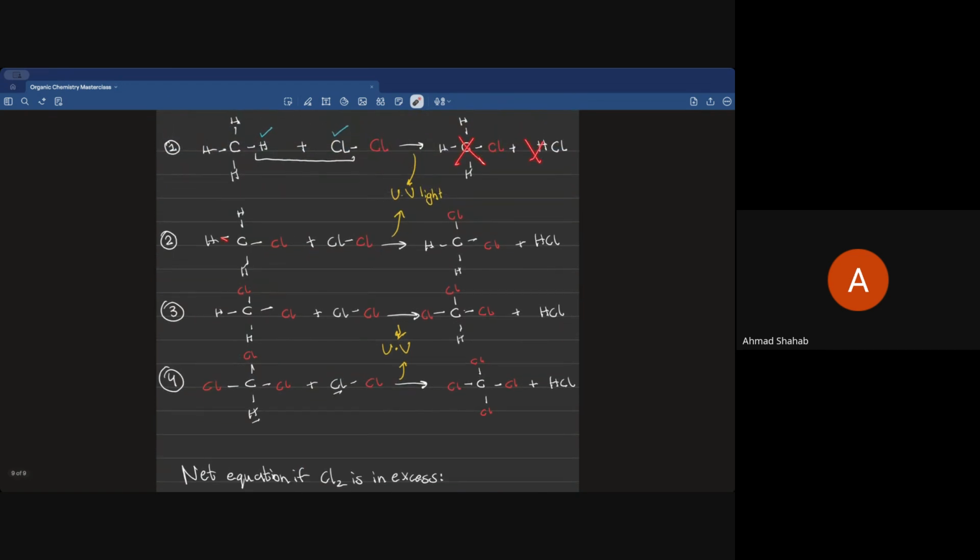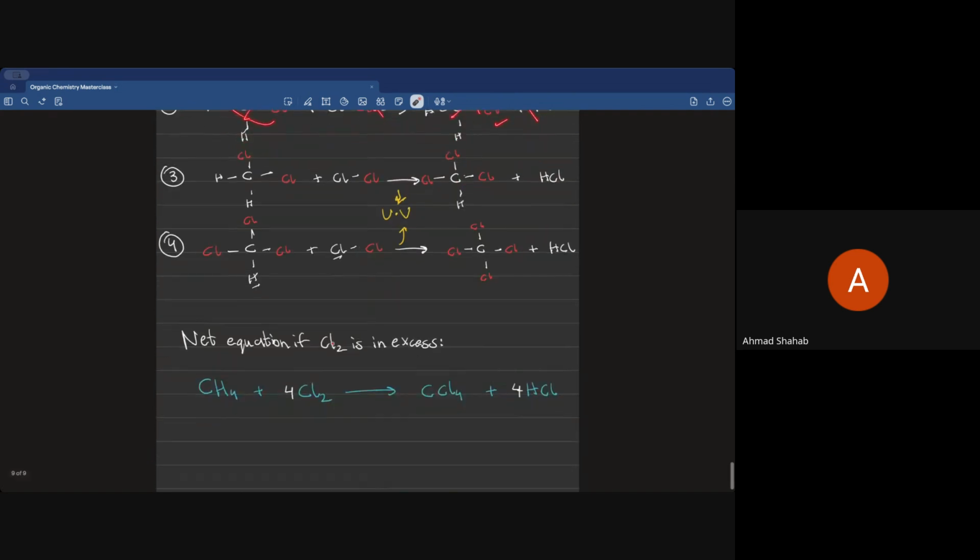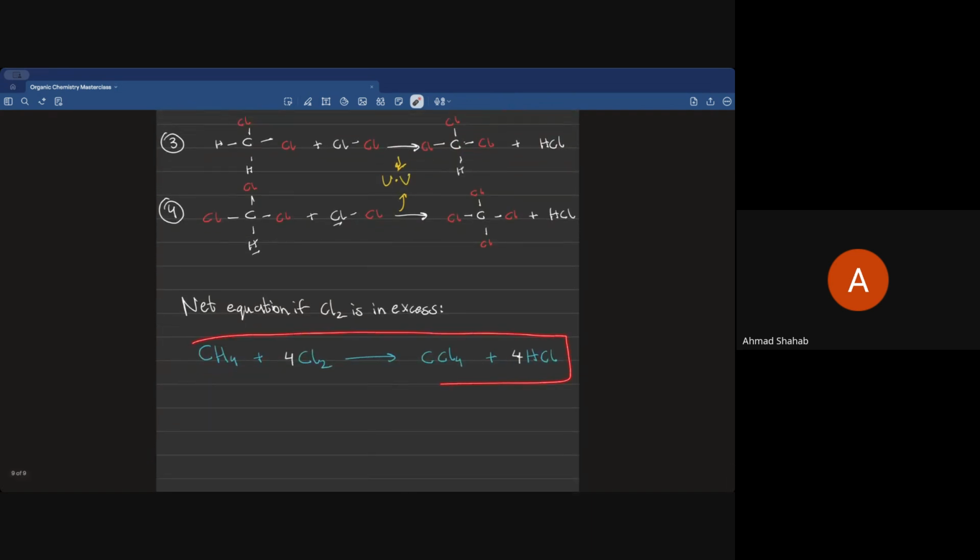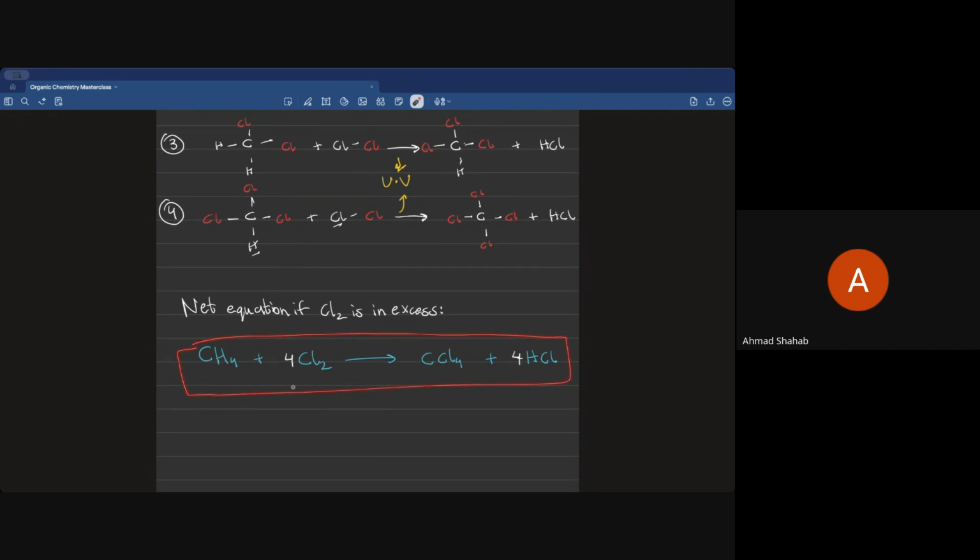It skips this, it skips this. This tells you just the final story. It skips how the events progressed, but at the same time it does tell you that 4 chlorine molecules were used, 4 HCl molecules were produced, and that is how the reaction proceeds. That is how halogenation of an alkane happens in the presence of UV light or sunlight. Is this clear?